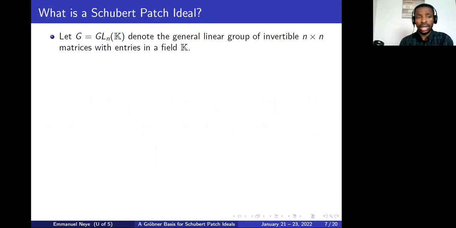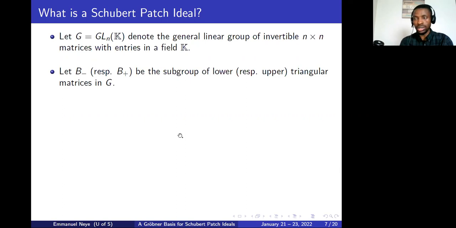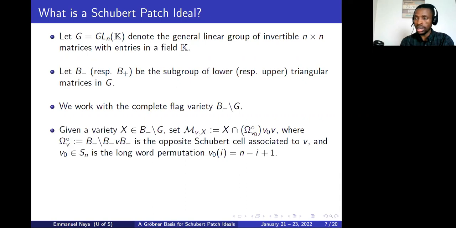What is this ideal? Before I define the ideal, let me define the varieties that these ideals are coming from. Let G denote the general linear group of invertible n by n matrices with entries in the field K, and B minus be the subgroup of lower triangular matrices in G. In our own work, we worked with the complete flag variety G mod B minus. And given a variety X in this complete flag variety, we set M subscript V comma X to be the intersection of this variety with this opposite big cell.